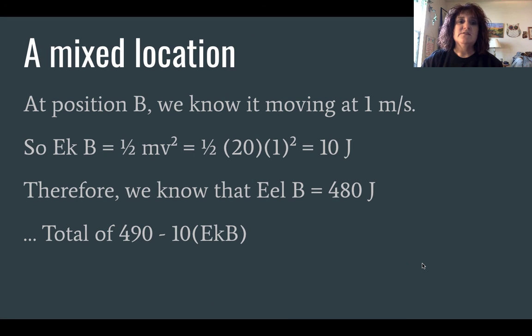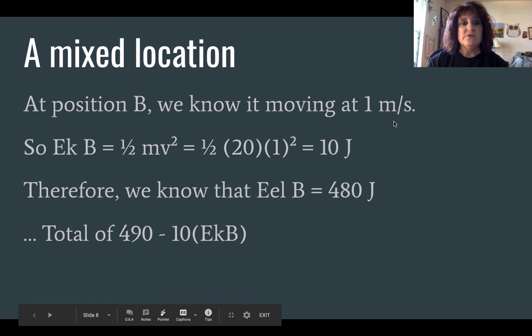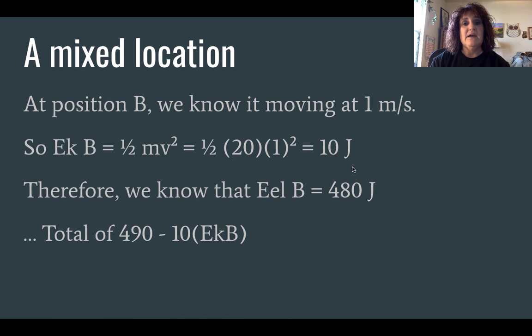So what about a mixed location? Well, at position B, we know it's moving at 1 meter per second. So I can find the EK at B using my EK equation. Therefore, using subtraction, I can find the EEL at B because each location has to have a total of 490.